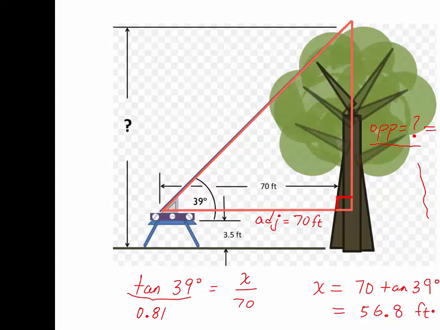And is that the height of the tree? How will we get the height of the tree? Shola. What value is that? So the height of the tree is going to be 56.8. You're looking at this right here? 3.5 feet. 60.3? Height of the tree.